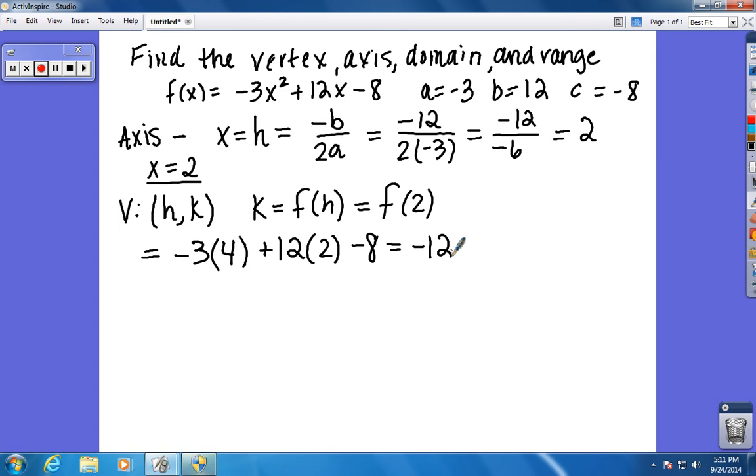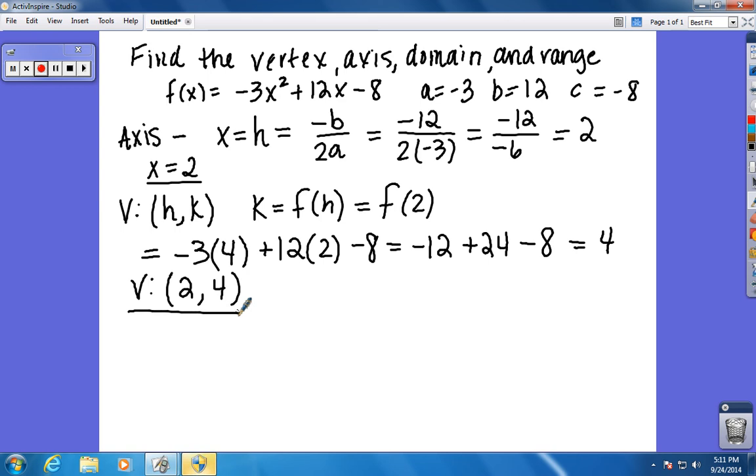plus 24 minus 8, which ends up being 4. So now we have a value for k, which is 4, and a value for h, which is 2. So our vertex is at (2, 4).